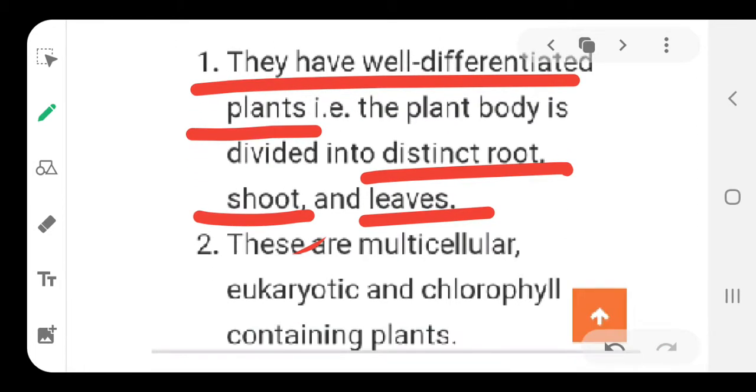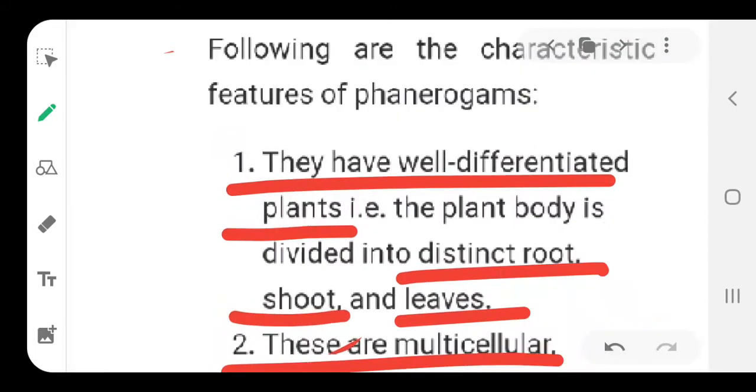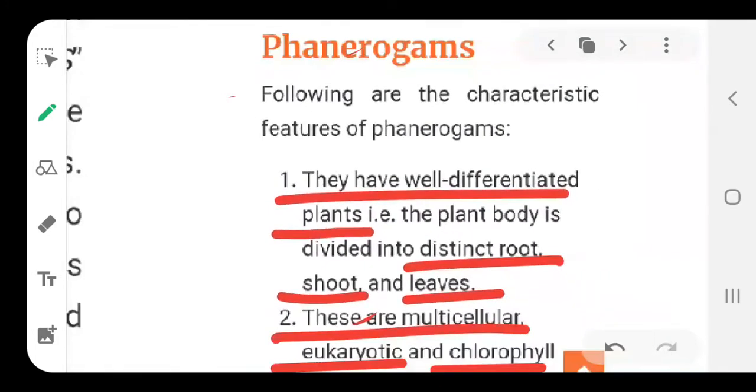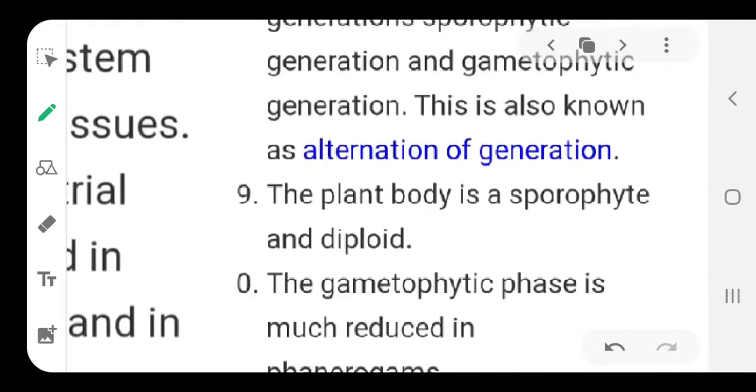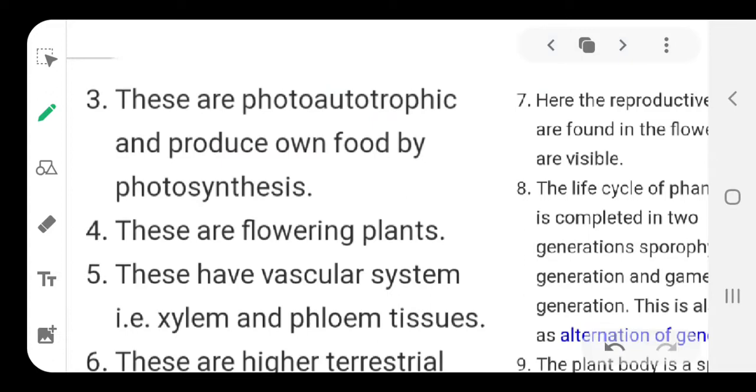Then they are multicellular, you know it. They are eukaryotic, with a well developed nucleus, and of course they contain chlorophyll. These points, the features of phanerogams, will help you understand the topic better. Continuing with the same topic and the respective features, as I know, they can do photosynthesis, so we call them photoautotrophs. Okay?